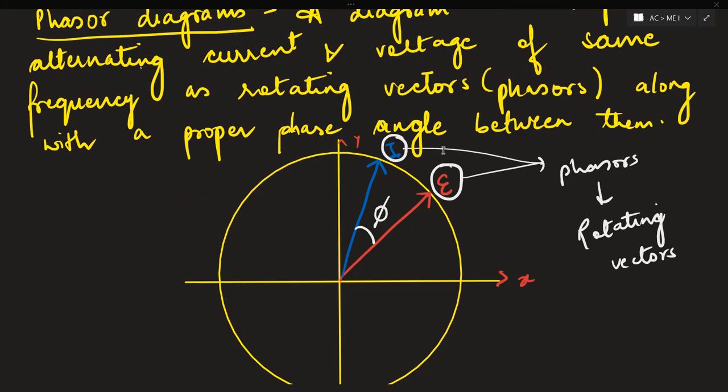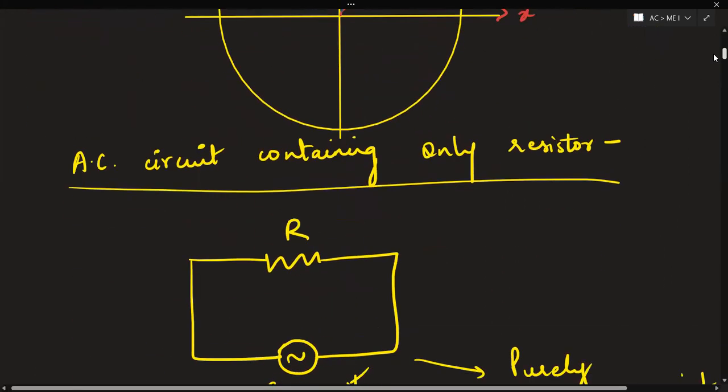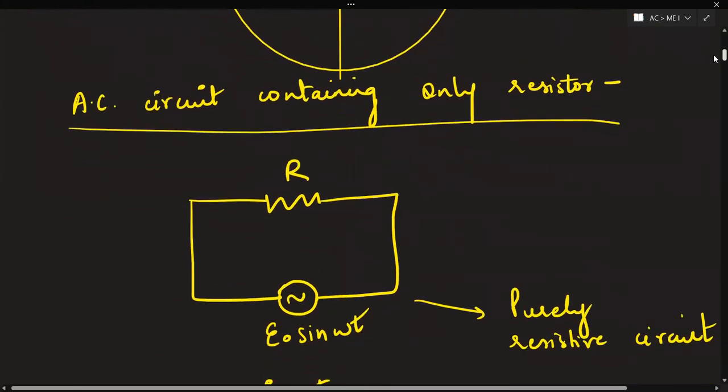Okay, I hope you must have written by now. Let's start with circuits which have only resistors. See, if you have an AC circuit which has only a resistor, we call it a purely resistive circuit. This is totally different from your DC circuits that you have.